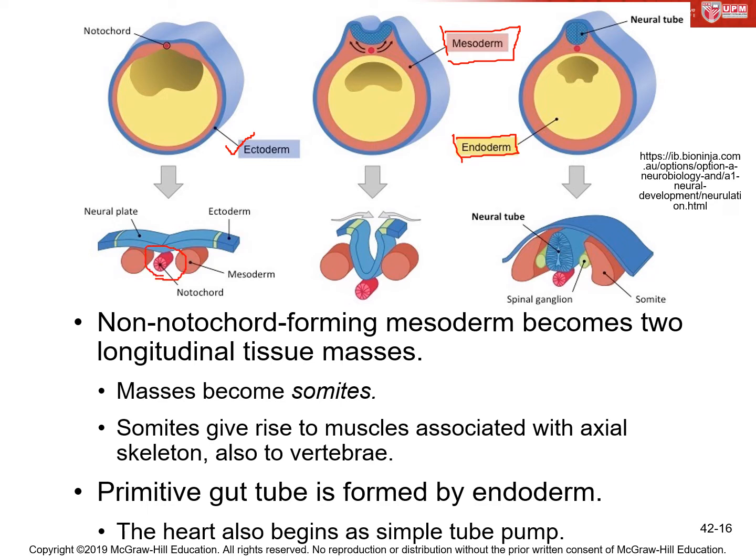Only part of the mesoderm will become the notochord, and the rest of the mesoderm here, you can see, will become a somite. A somite will be associated with our muscles, and also our exoskeleton, along with our vertebrae. And the next one, the endoderm, the innermost layer, will start to form our primitive gut. And apart from it, we are also developing the heart, which is in the form of a simple tube pump.